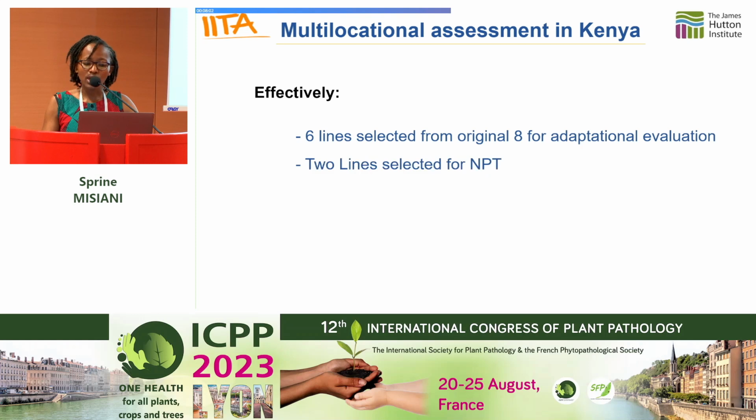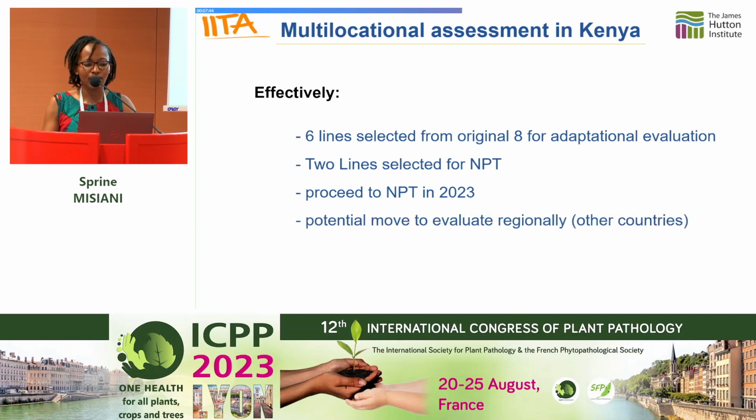And we managed to only get 2 lines from the 6 varieties, which we could adopt in the different geographical regions in our country, that's Kenya. And this year, we've proceeded on to the national performance trial so that we can see them registered, because yes, they're doing well and they're good.